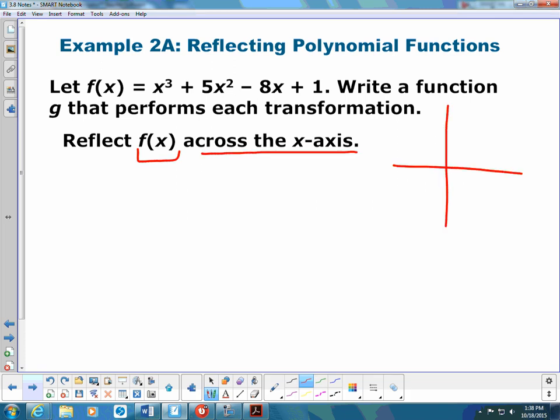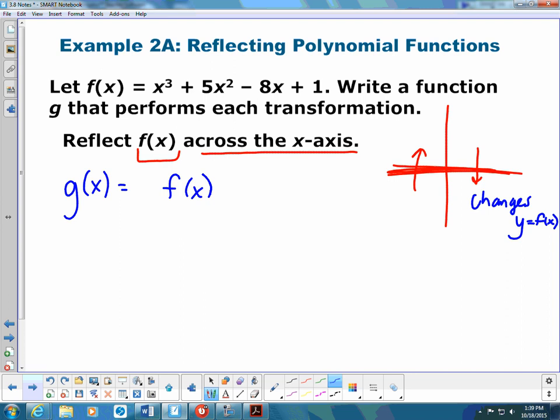So we know if we reflect something across the x-axis, we're going from the top half of the graph to the bottom or vice versa, which means that in this case that changes our y value, which in a function means that we're going to change our entire function. So to start off, I would say that g of x, its rule is take your original function f of x and to reflect across the x-axis, we need to change our entire function.